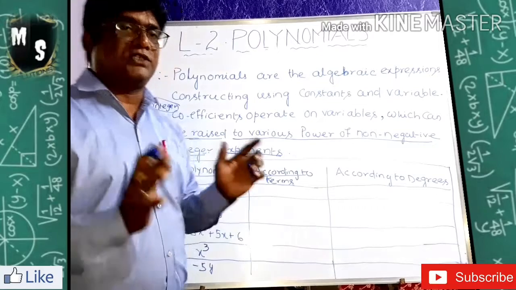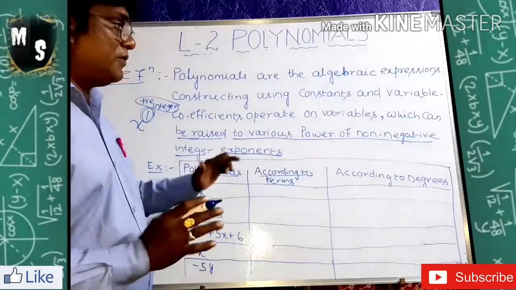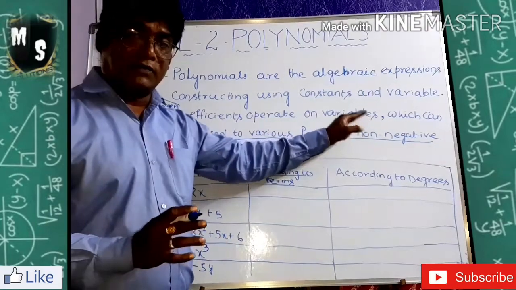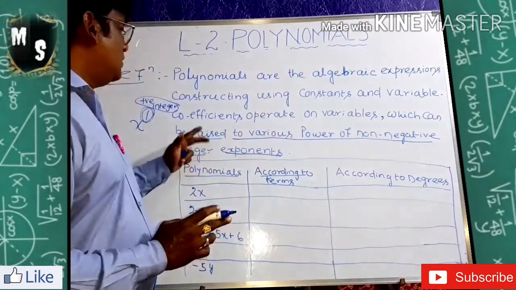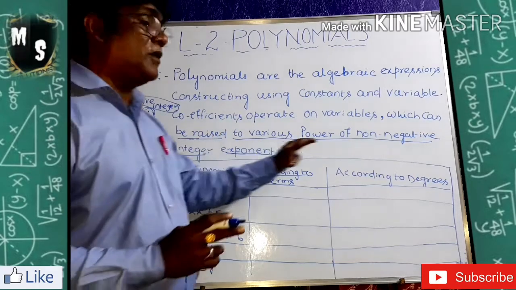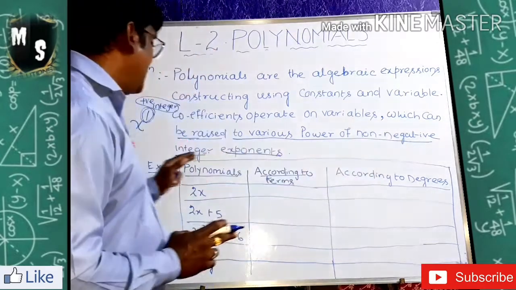I will explain this again broadly. Just try to understand this today. In my next part, I will explain what it means that coefficients operate on variables, and also the power which can be raised to the various powers of non-negative integer exponents.